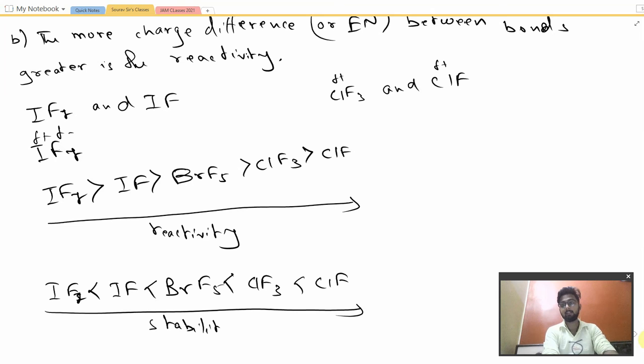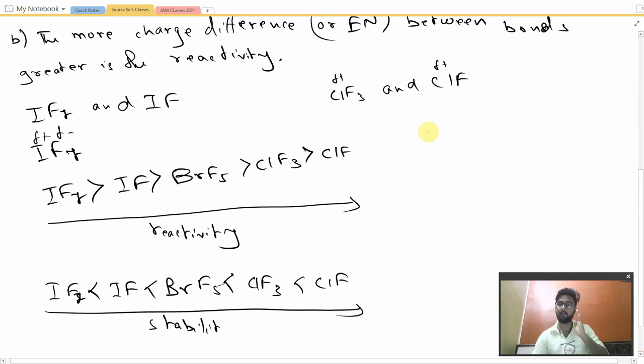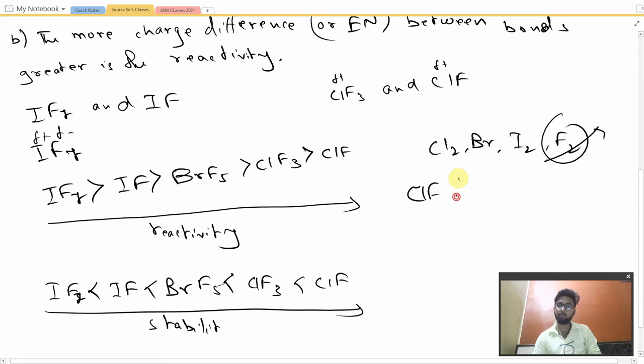Now why is this kind of order given? Because if we compare the interhalogens with the exact halogen species, that is Cl2, Br2, I2 and F2, if we exclude F2 here, then ClF is obviously more reactive than Cl2. Why? Because of the second factor, the charge difference formed. In the ClF bond, F is more electronegative, so it takes the negative charge, and Cl, though electronegative, being bonded to a further electronegative atom acquires a positive charge, making this compound more unstable, and therefore it is easy to break the bond.